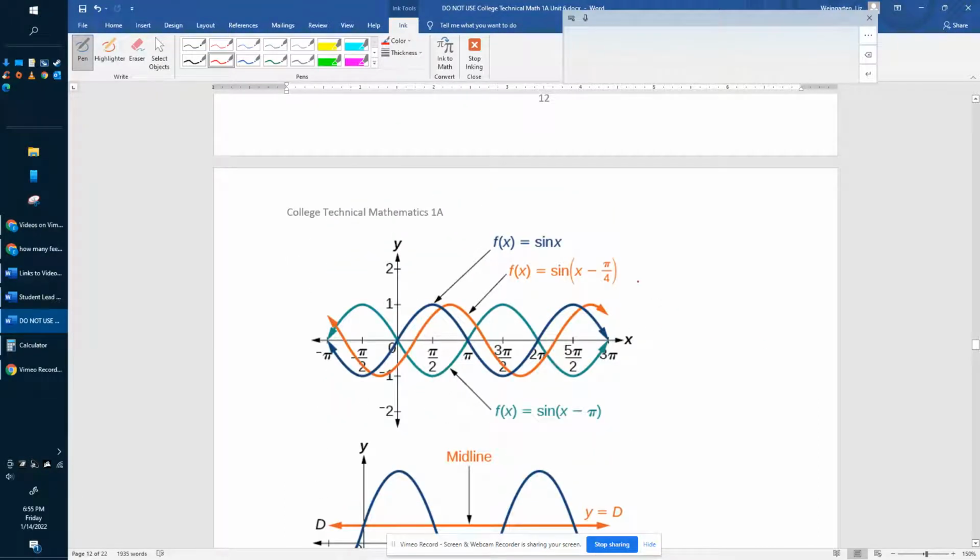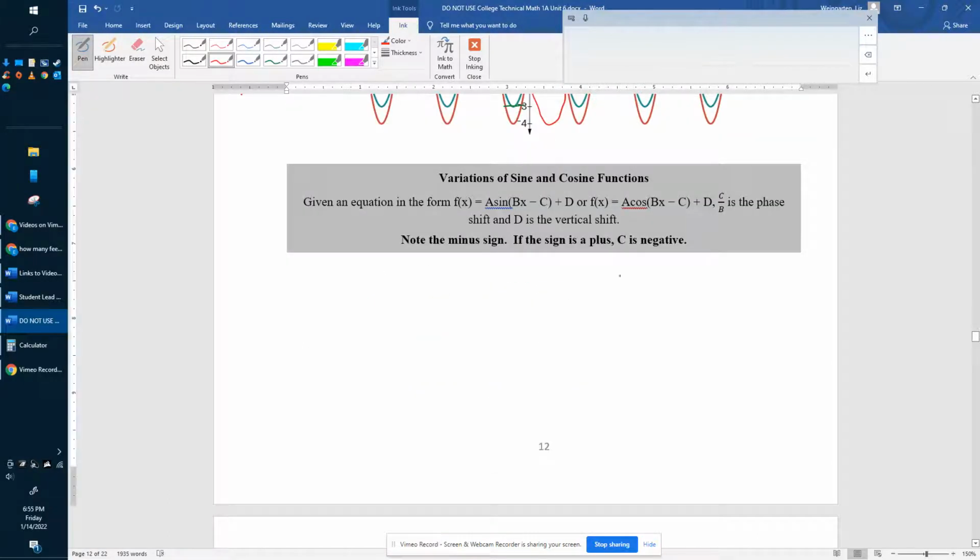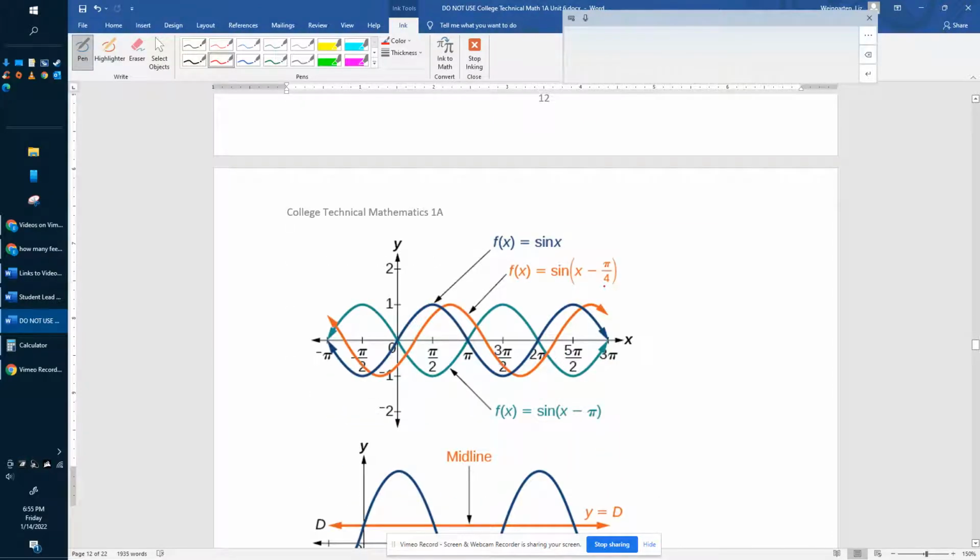So what we're saying here is instead of multiplying, now we're adding and subtracting. On the inside of the parentheses, notice that it's a subtraction sign. On the outside, it's addition. So I just wanted to point that out. So when we are subtracting pi over 4, we are moving it to the right pi over 4 places. So when you see subtraction on the inside of the parentheses, it's moving to the right. If you see addition, it's moving to the left.